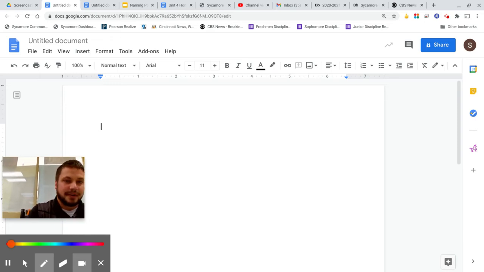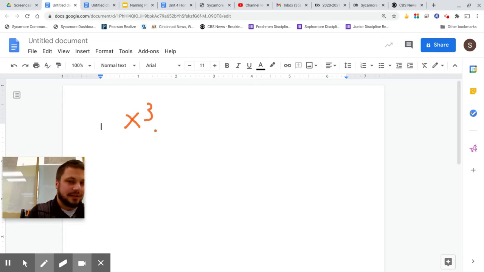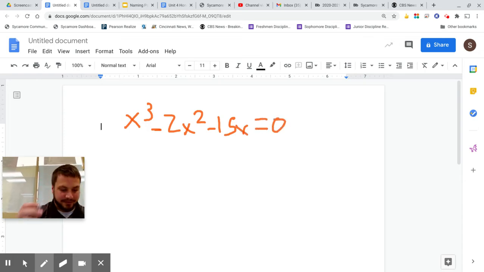Okay, but what we've got here is x to the third minus 2x squared minus 15x, and this is set equal to 0. Of course, to solve by factoring, it has to be set equal to 0. Okay, so what we want to do is use our knowledge of factoring out a GCF. This is currently a cubic trinomial, but I can factor out a GCF and get it down to a quadratic. So there is no number GCF, but I can pull an x out. What I'm left with is x squared minus 2x minus 15.